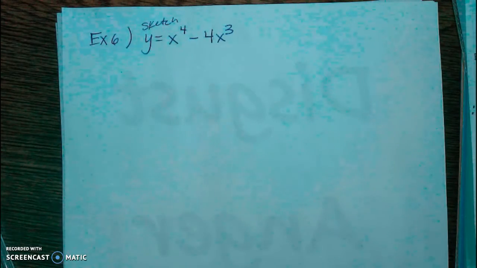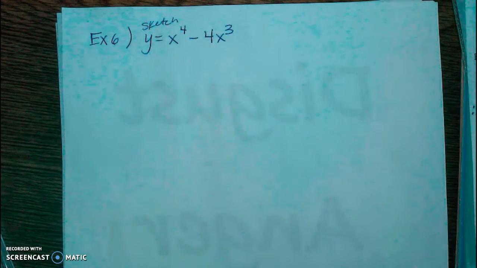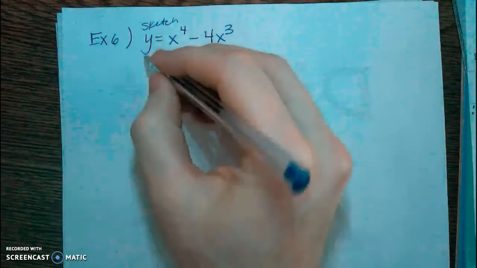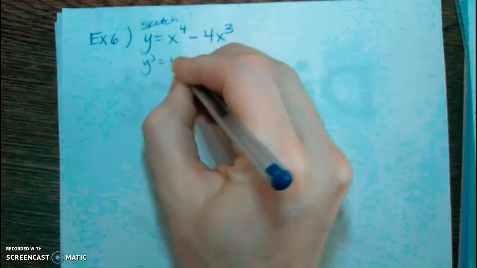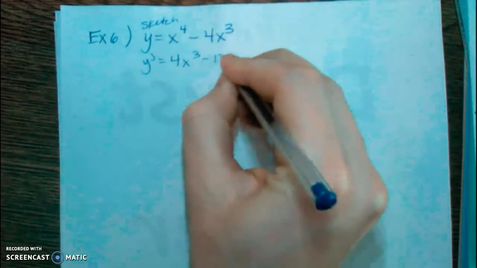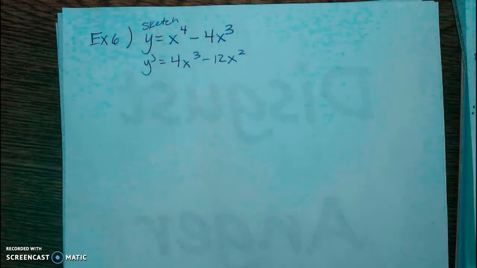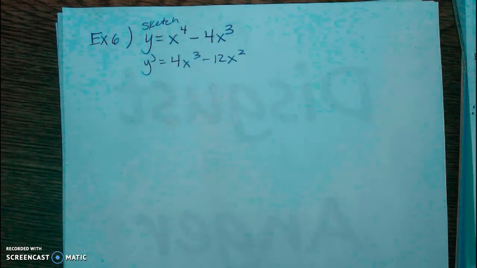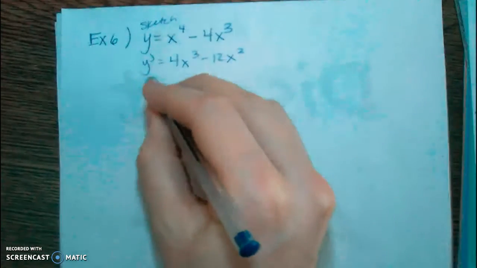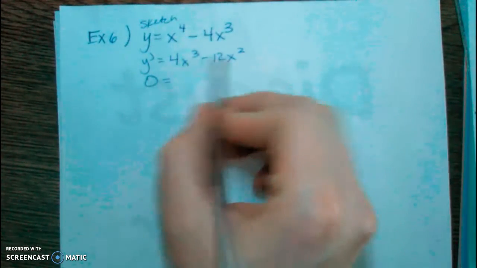Here they want us to sketch the curve, so what we're going to do is find first intervals of increasing and decreasing. To do that, we're going to find the derivative. Now once you have your derivative, you're going to set it equal to 0 and find your critical numbers. So to find critical numbers, we set this equal to 0 and factor.